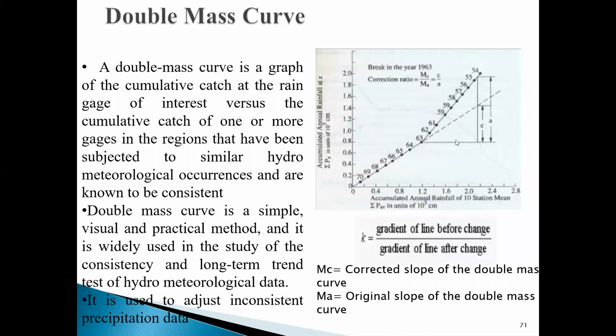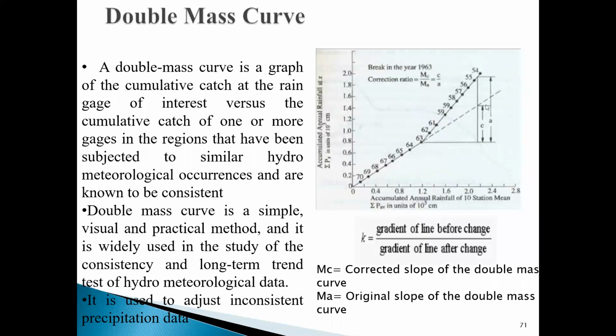So now here you have two straight lines. One is the original trend, it should have been like this, but it has deviated from this point. So these are the two slopes of the straight line plot, that is A and C. Now here, for the correction ratio, you have to take the ratio of the slopes of the straight line plot before and after the change in the environment.